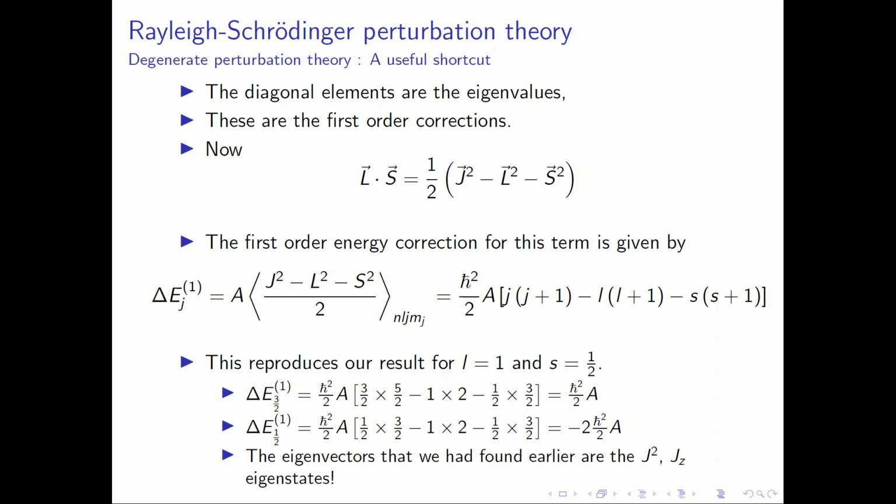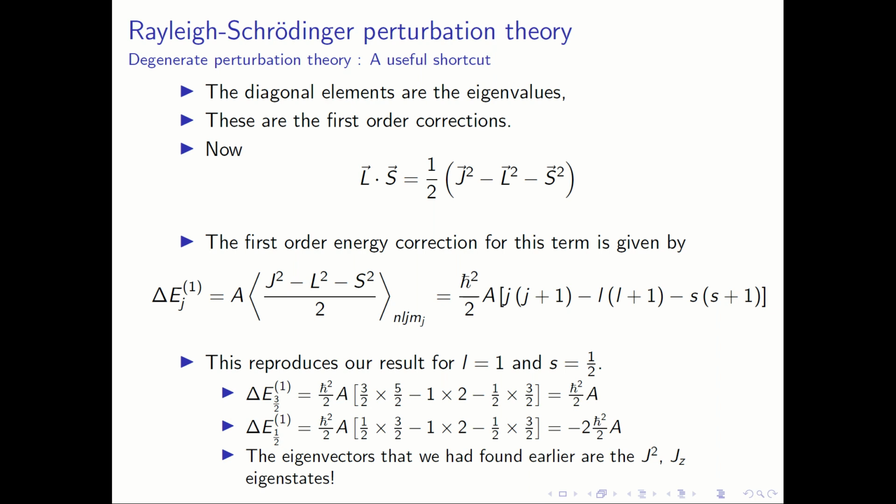In fact, J equals 3 by 2 of course has 4 vectors corresponding to it, mj going from minus 3 by 2, minus half, plus half and plus 3 by 2, and J equals half has 2. And if you remember your Clebsch-Gordan theory, you can figure out that these are exactly those eigenfunctions. So the work which we did earlier could have been circumvented if we had just gone to the right choice of basis at the very beginning.